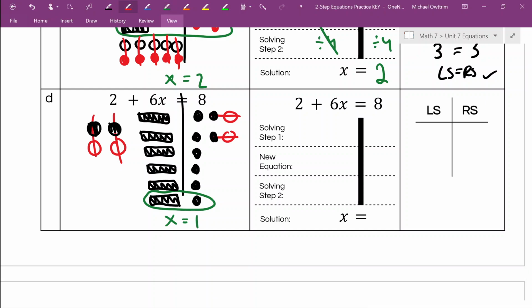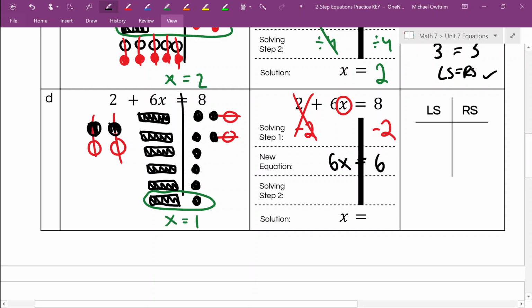In terms of my symbolic work, here's my x. It is being added to by 2. There's a plus sign separating the x from the 2. So the opposite of adding 2 is subtracting 2, and of course we do that to both sides. 2 and -2 cancel out, leaving us with 6x. And on the other side, 8 subtract 2 is 6.